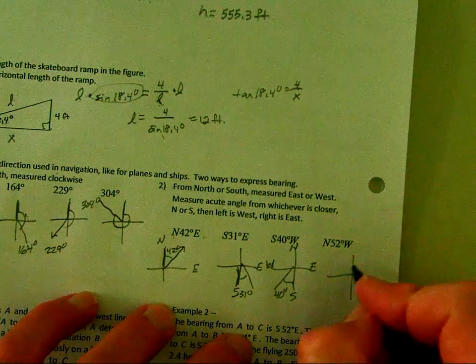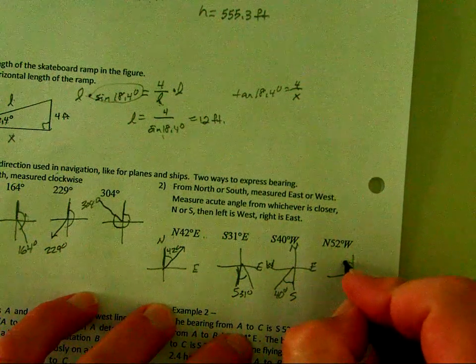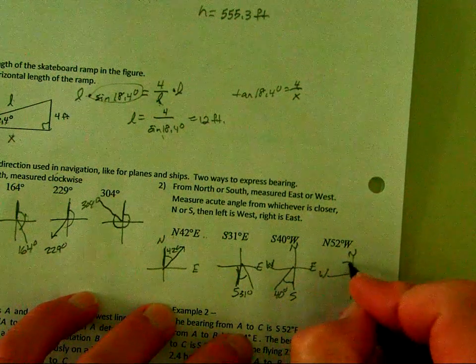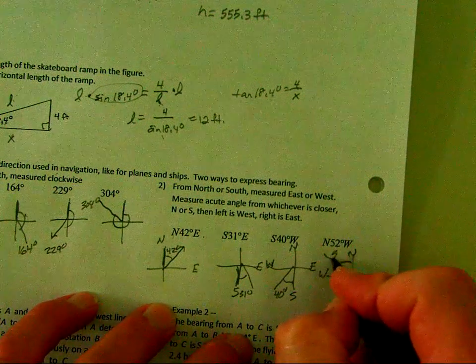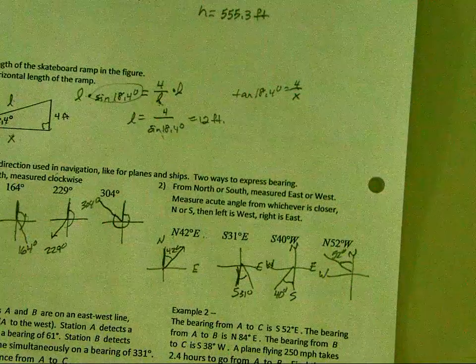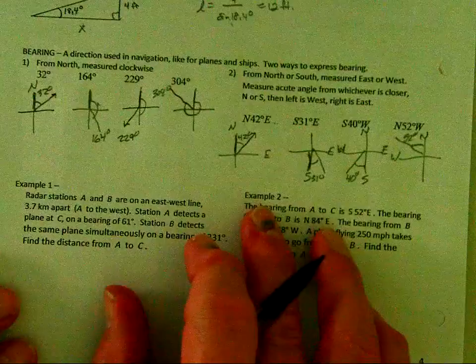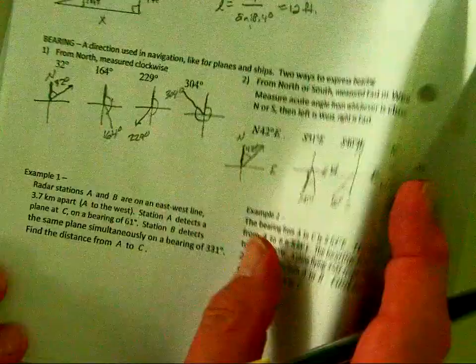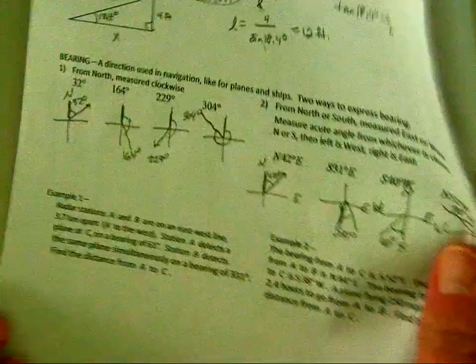Or north 52 degrees west. Start from north and go west. So here's north, here's west. Go 52 degrees. So that's the two types of bearing. Now to do a problem with that, the hardest part of these problems is drawing the picture, because you've really got to be careful.